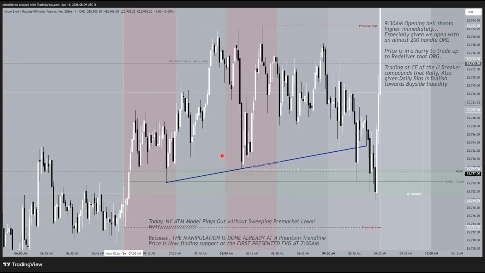Now, a major criterion for my trading and for a lot of people's trading is manipulation, especially at the opening bell. We want to see a manipulation before an expansion. So the New York ATM model, if you are versed with it, is a run on pre-market lows if we're looking for bullishness. So we want to see pre-market lows get run out, and then we see price run higher. That didn't happen today.